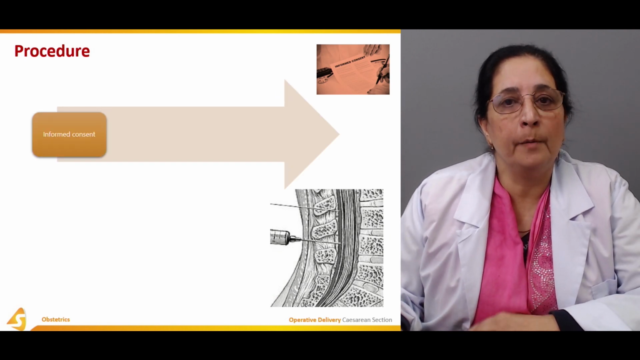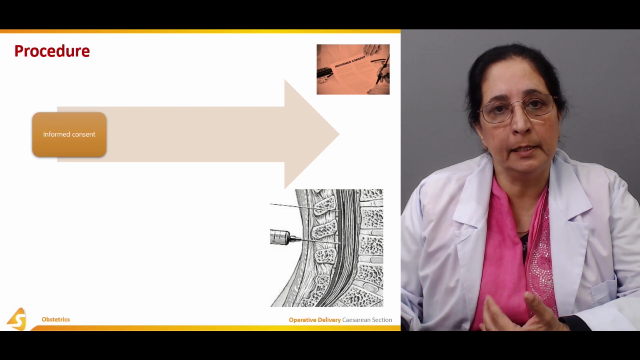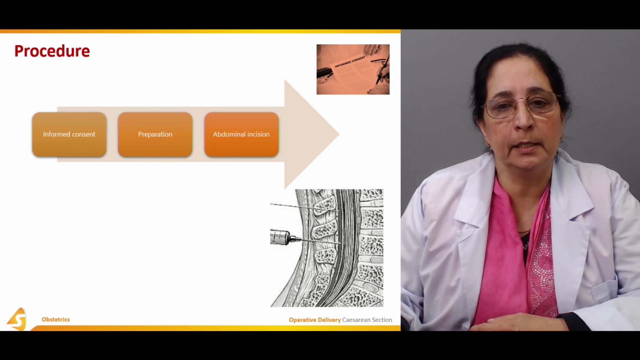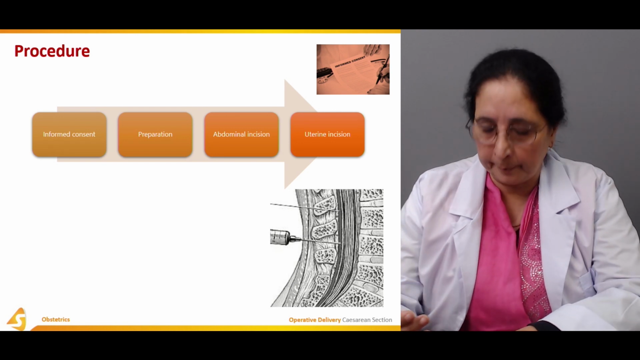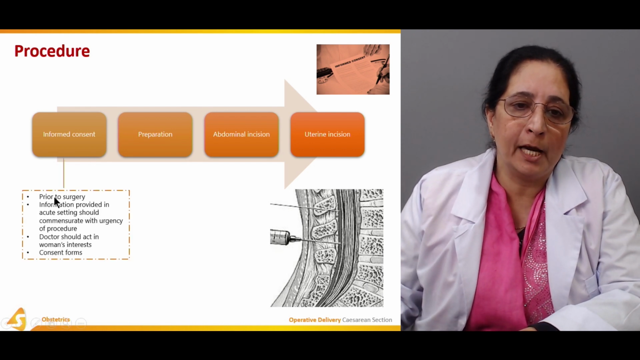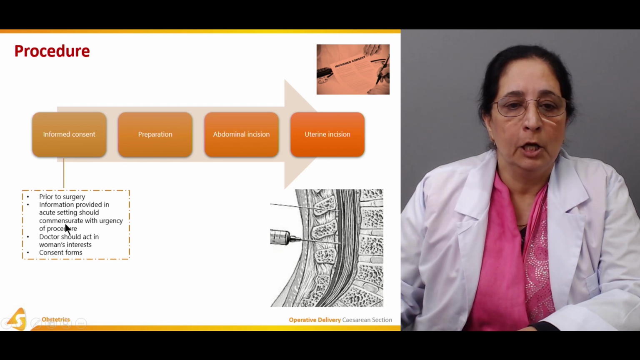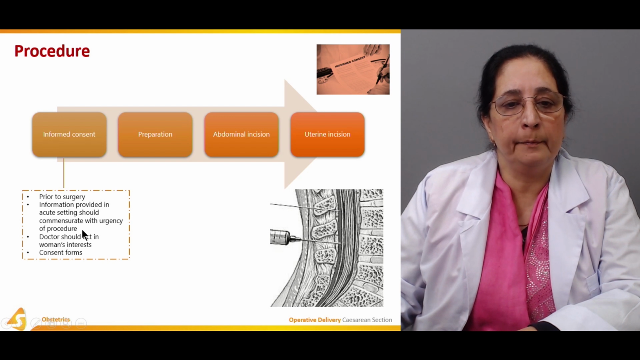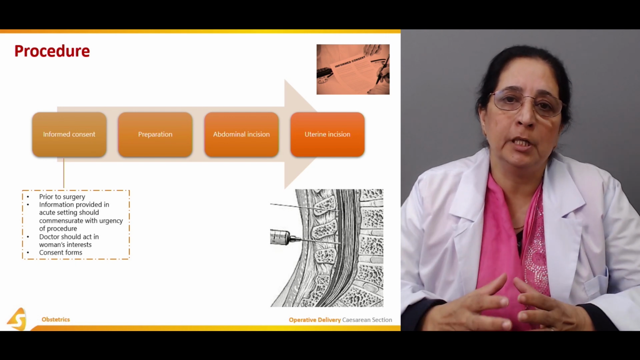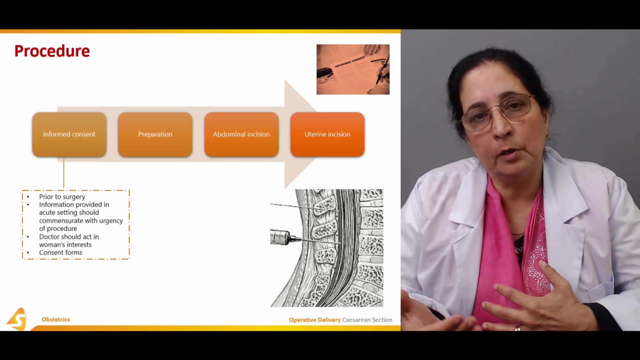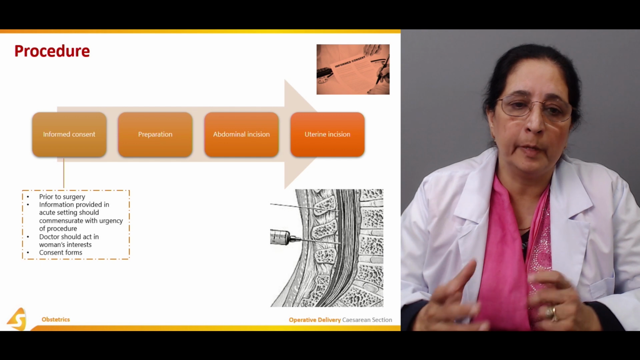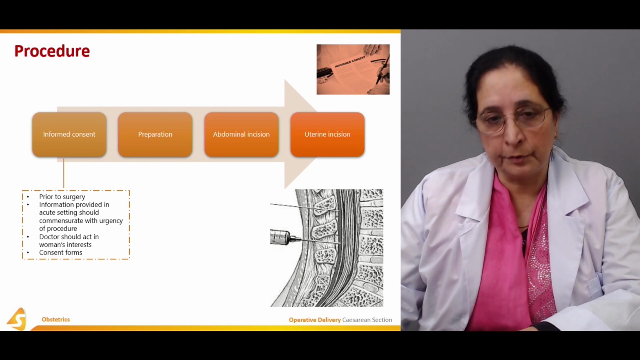Procedure: informed consent. Consent should be signed by the patient or by the guardian. Then preparation and abdominal incision, then uterine incision. So two incisions are mainly given, one in the abdomen and then in the uterus. Informed consent is taken prior to surgery. In an acute setting, information should come with the urgency of the procedure. Informed consent is the consent in which the patient is given all the information that this is what is going to happen and this can happen, and if they are ready, then they sign the document. It's very important before any surgical procedure.